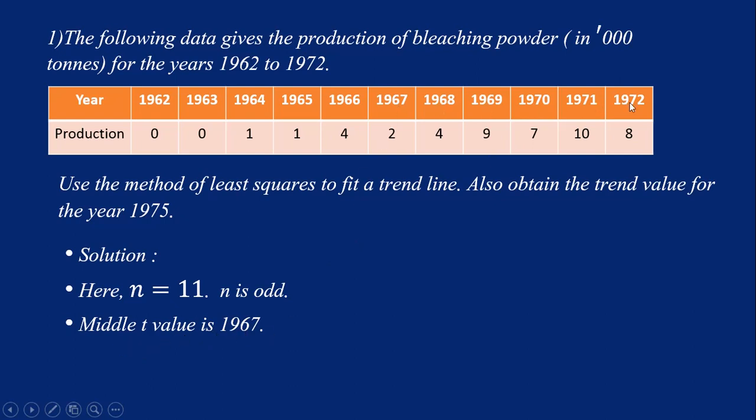After 1967 there are 5 observations, and before 1967 there are 5 observations, therefore 1967 is the middle value of the variable t. So h is equal to 1. Now the difference between two successive years, 1962 then 1963, is 1, then 63, 64, 65, the difference between each two successive years is 1, so h is equal to 1.